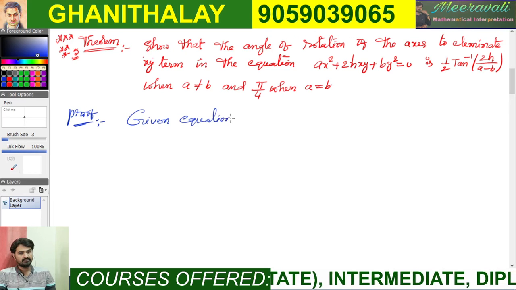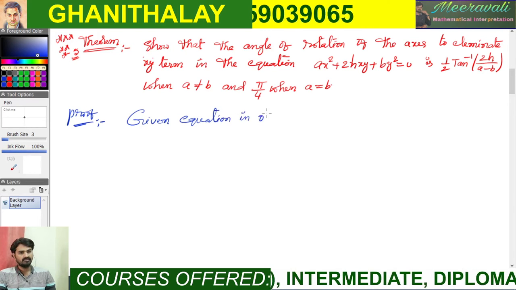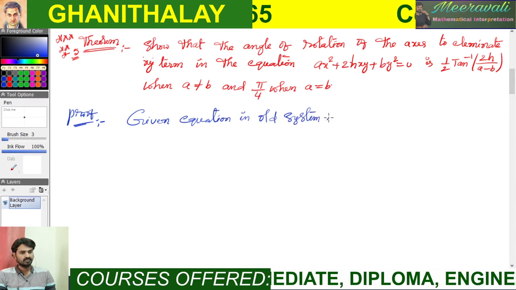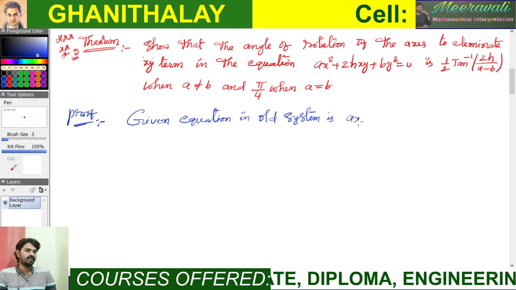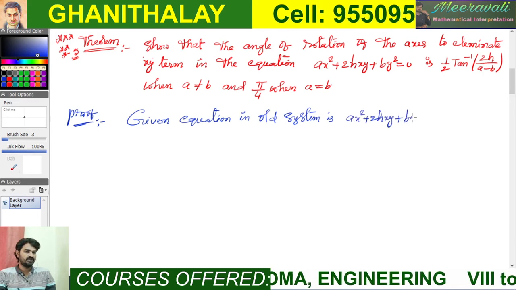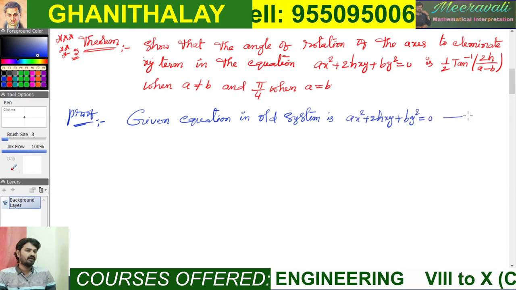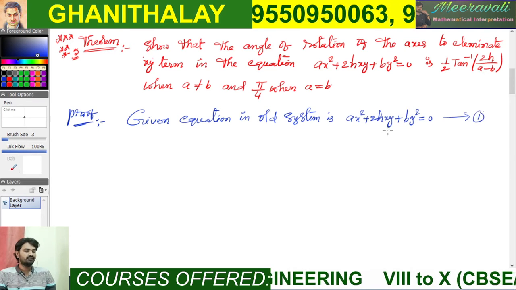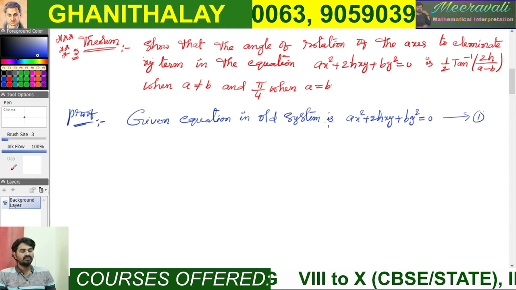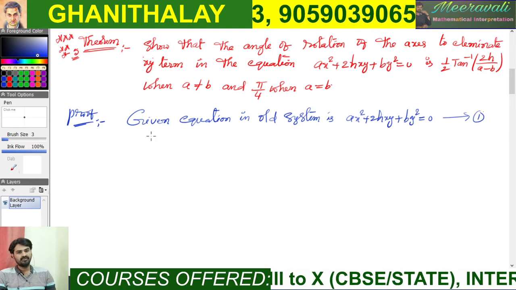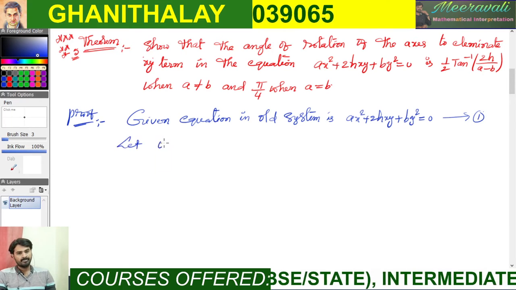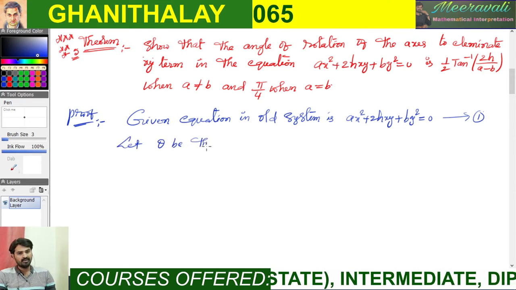the equation in the old system, which is ax square plus 2hxy plus by square equal to 0. Now I am going to convert this equation into the new system. Before converting to the new system, first of all we need to take the angle of rotation. Let theta be the angle of rotation.